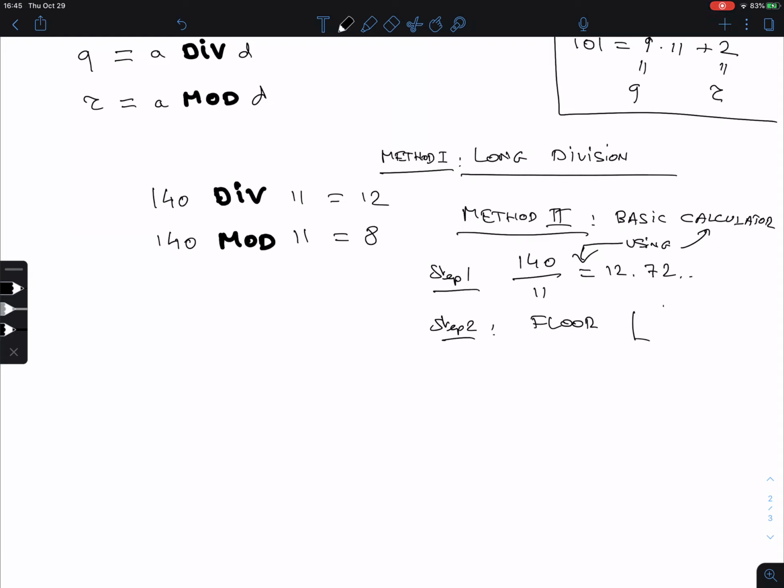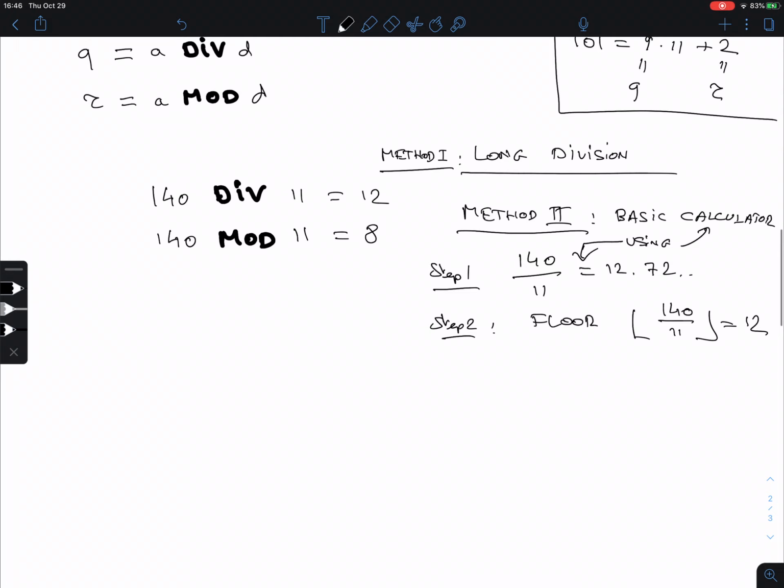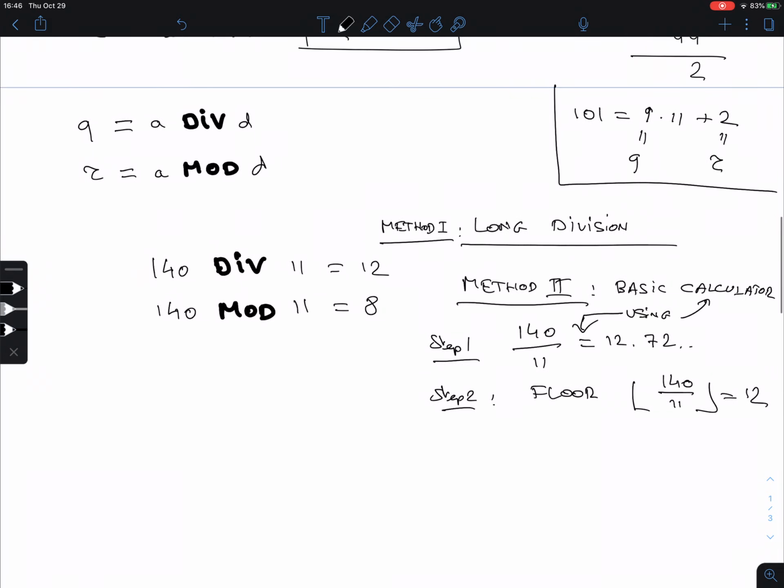So we take the floor of this thing, which, in other words, is to ignore the decimals. It's 12. So this is already the 12 that we get here. Now comes the trickier part. What is the remainder? Well, look here, where does the remainder come from?